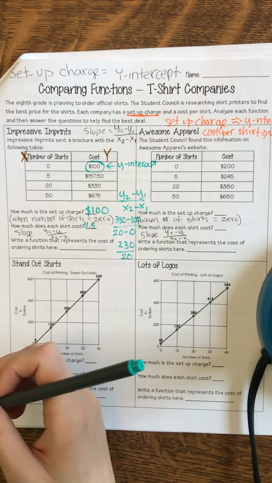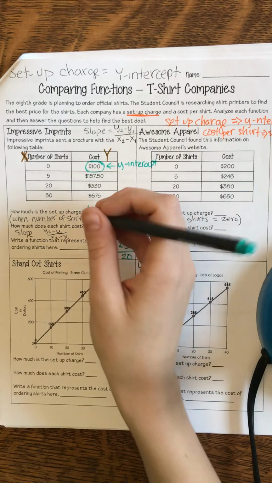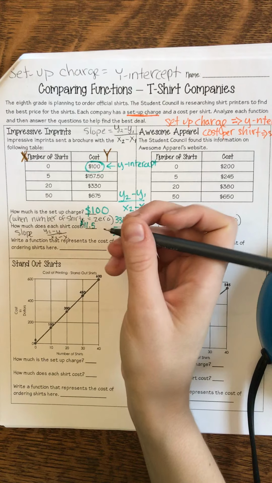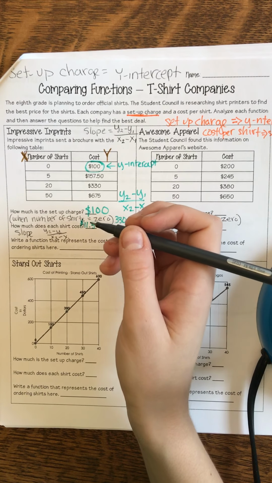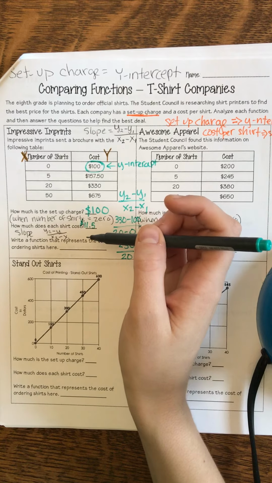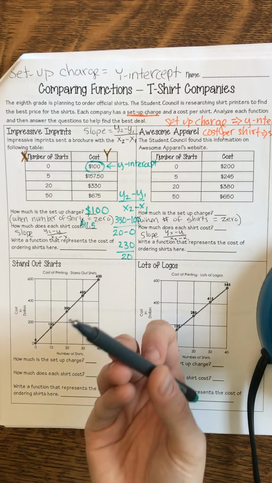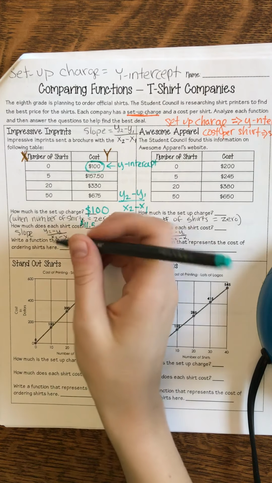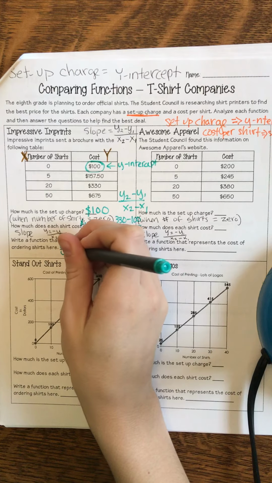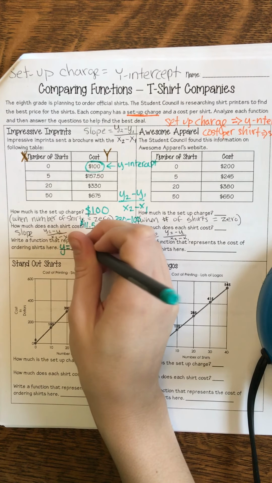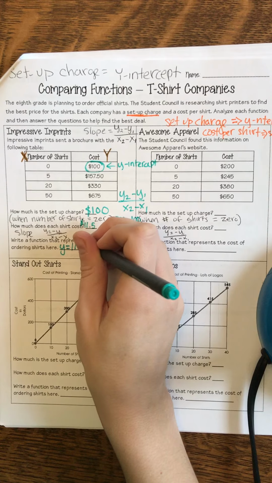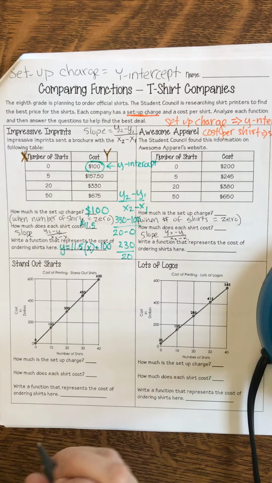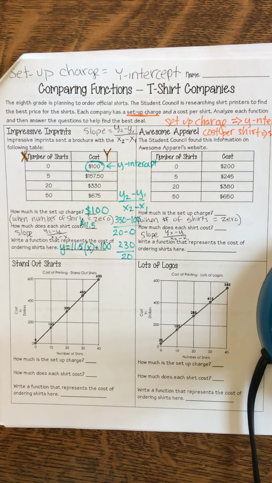So how much does each shirt cost? $11.50. So the value changes based on the number of shirts by $11.50. So if one shirt costs $11.50, 2 shirts would cost $23, and so on. So now we can write our function. So y equals our slope, $11.50 times x, the number of shirts, plus our y-intercept, which is 100. And there we go. Now we have our function.